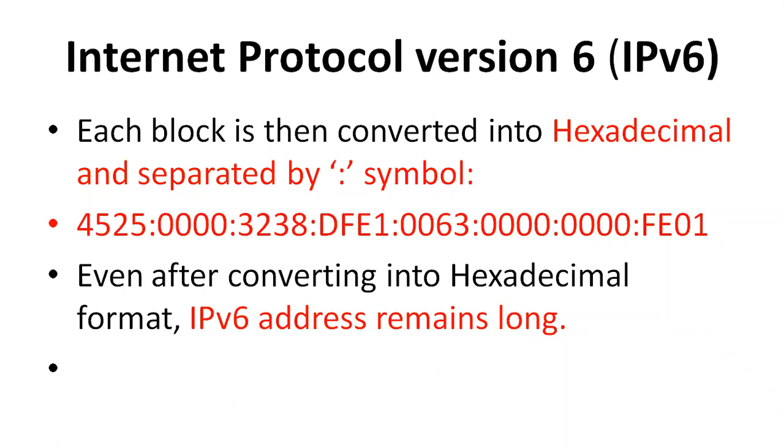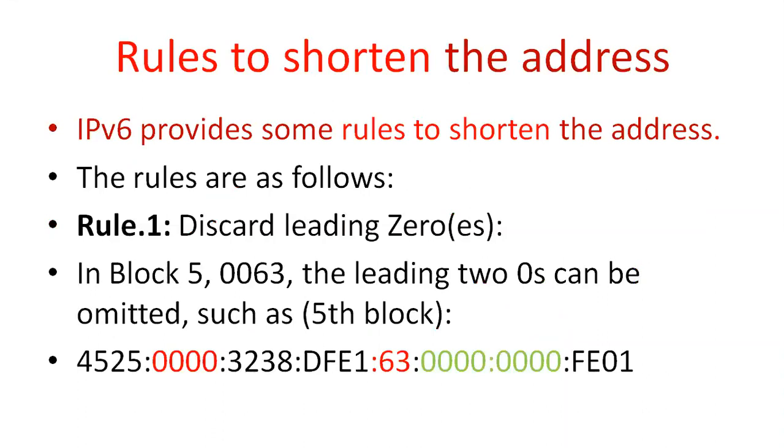Why? Because IP version 6 has 8 groups. If remembering 4 groups is difficult, then IP version 6 with 8 groups is even harder to remember. That's why some rules are laid down for shortening the addresses, that means in order to reduce the size of the address, you use different rules.